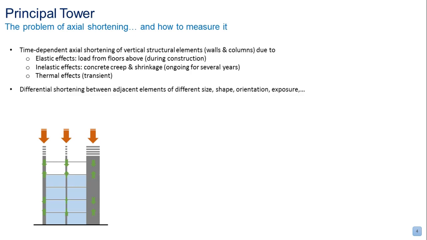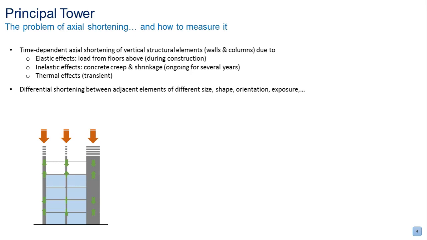The problem here, more than shortening, is differential shortening. So each of these elements shortens by a different amount, because the shortening is related to the size of the element, the amount of reinforcement, how much load it has. So typically the more slender columns tend to shorten more than the core walls.